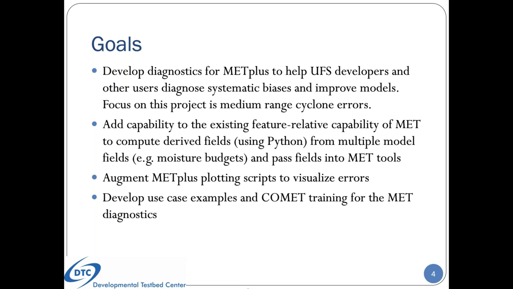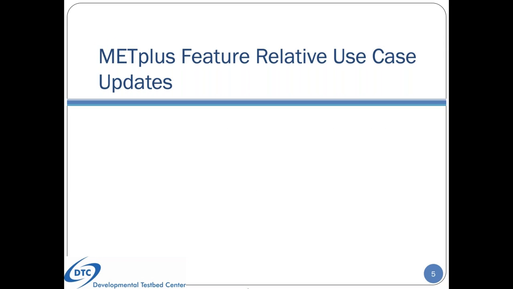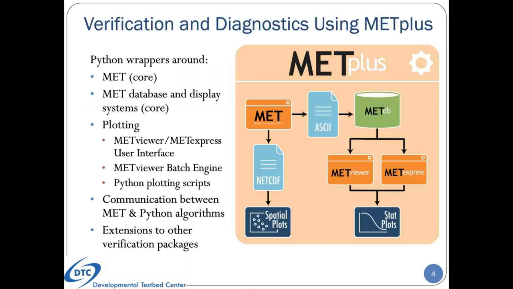Adding capability to the existing feature relative capability of MET and MetPlus to compute derived fields using Python for multiple model fields, such as moisture budgets, and pass those diagnostic fields in to be used by the Met tools. Another goal is to augment MetPlus plotting scripts, also known as MetPlotPy, to visualize errors, and finally develop use case examples and training for the diagnostics. So first I'm going to talk about MetPlus and the feature relative use case updates.